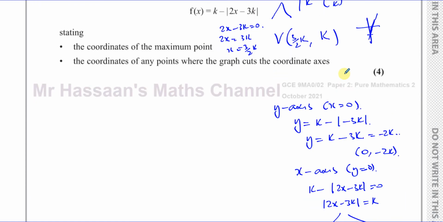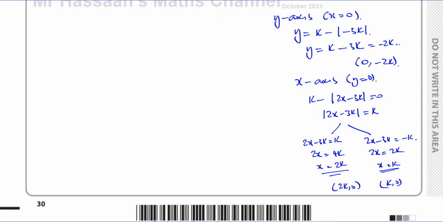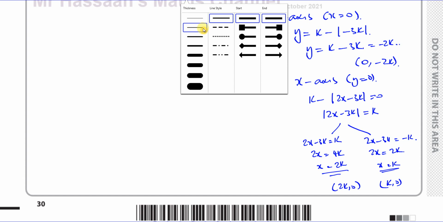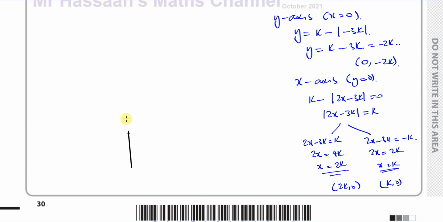That just confirms it. So now we can make our drawing, our sketch. We can see here in our sketch that you're going to have your y-axis and you're going to have your x-axis.